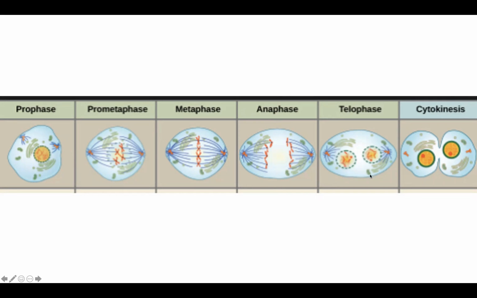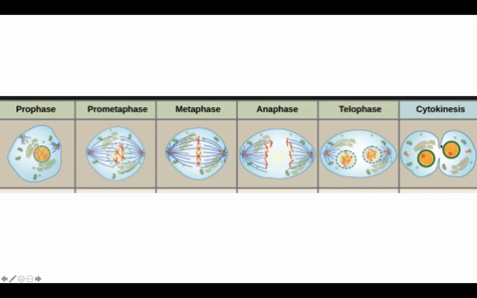And then here during telophase, we see two distinct sets of chromosomes at opposite ends of these cells. And you start to see these nuclear envelopes forming around these sister chromatids. And during cytokinesis, you start to see this little indentation in the cytoplasm, which is our indication that this cell is ready to divide.